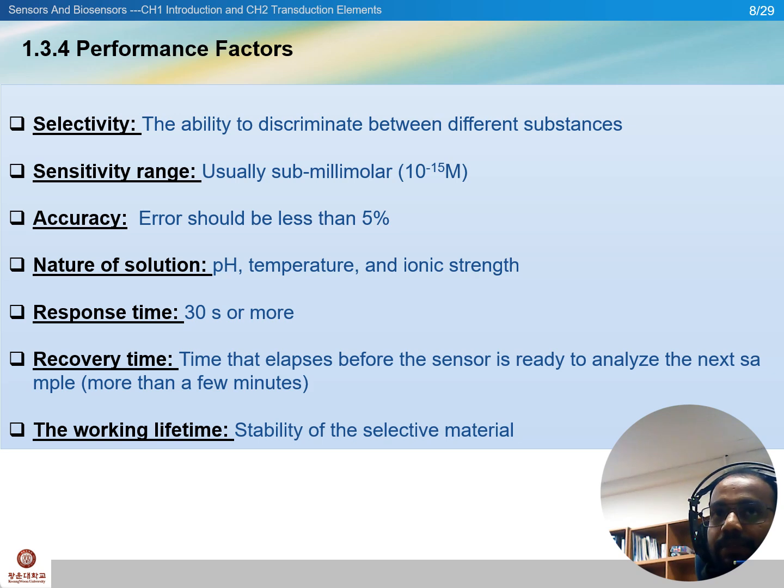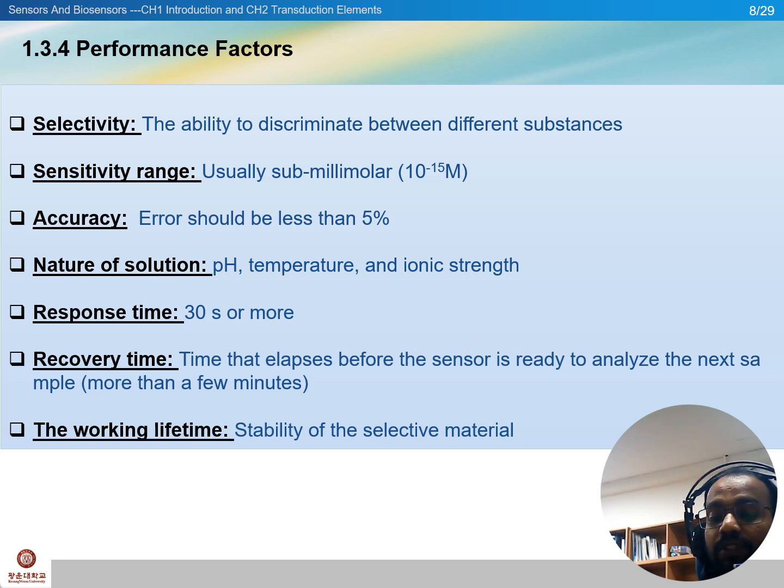Performance factors: they are selectivity and selective range, and also the accuracy, nature of the solution, response time, recovery time, and the working lifetime. Selectivity is the ability to discriminate between different substances.